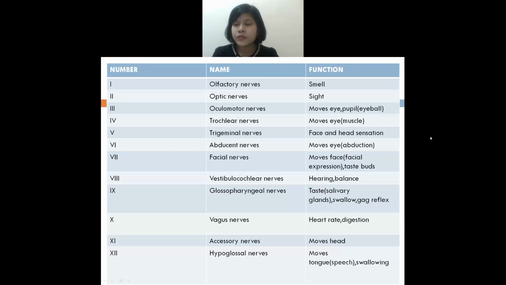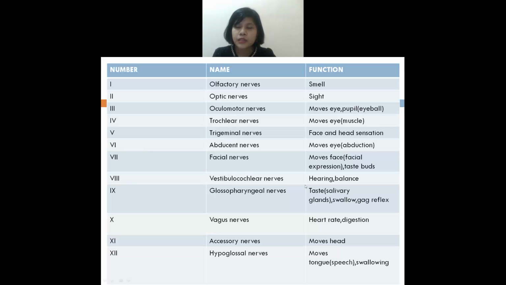Next is trigeminal nerves. The trigeminal nerves, they help you in what? They help you in face and head sensation. If somebody hits you or slaps you, you'll be able to sense that with the help of the trigeminal nerve. It is in face and head. Next is abducens nerve. The abducens nerve helps you in moving your eyes. Next is facial nerve. They help you in moving your face, that is, making facial expressions. And also you'll find your facial nerves in your tongue, that is in your taste buds.